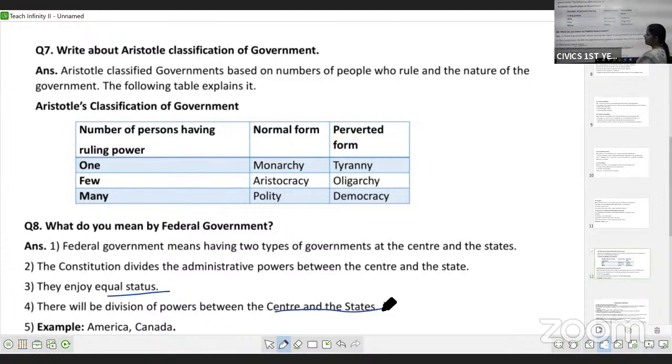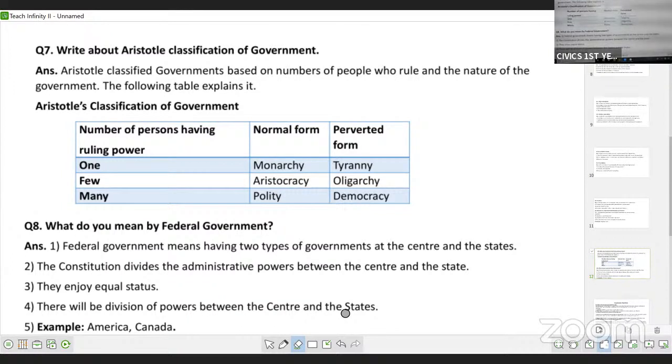In India, we have a federal system. In America and Canada also, we have a federal form of government. These are the important questions from your 12th chapter, the last chapter. You will get one question from this chapter. The weightage for this chapter is 7 marks. You will get one SAQ and one VSAQ from this chapter.